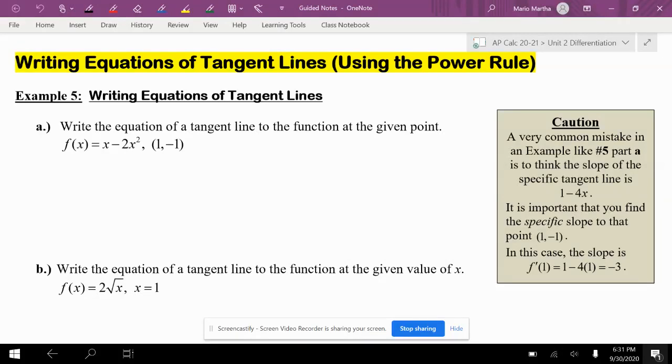So part 3 of 2.5, 2.6. Now we're looking at example 5, and we're writing equations of tangent lines using the power rule.